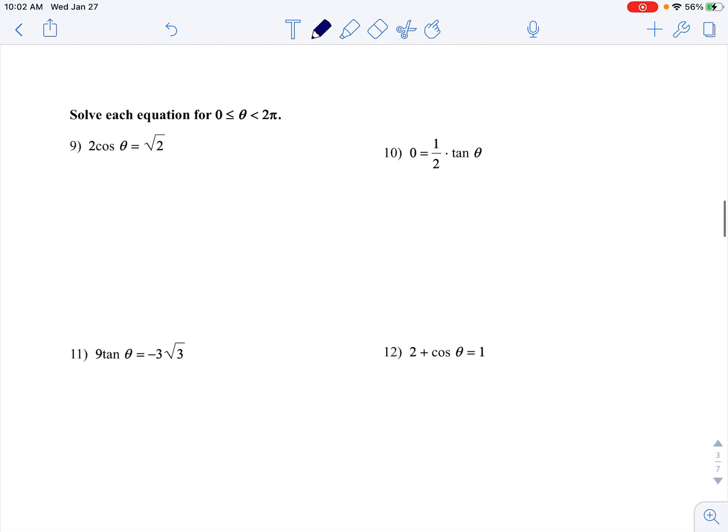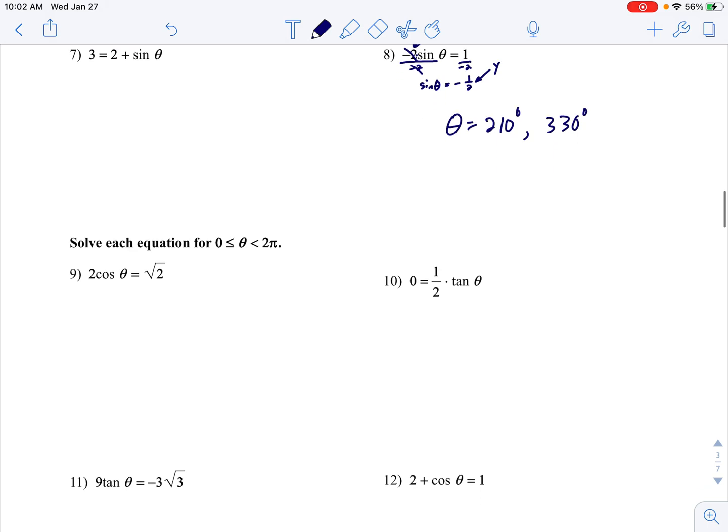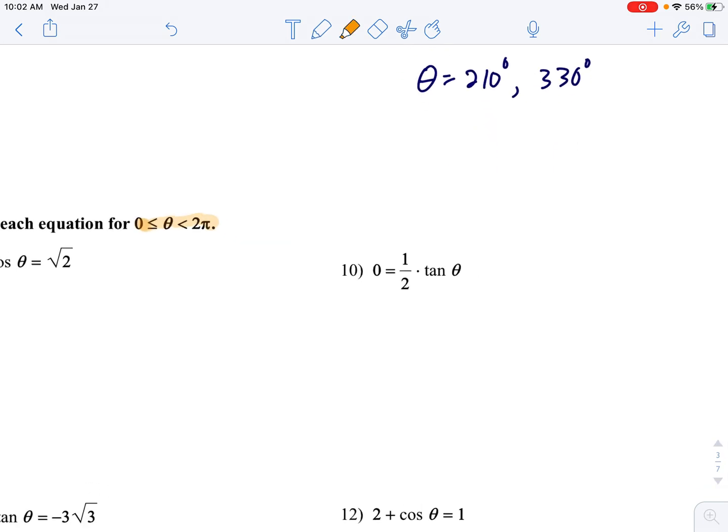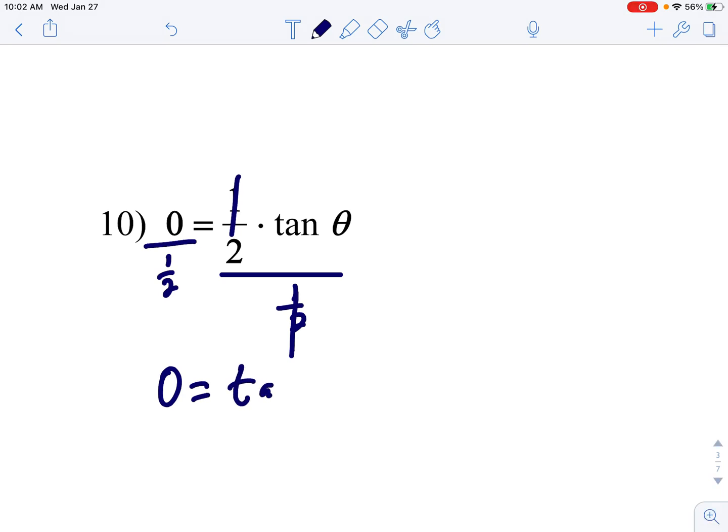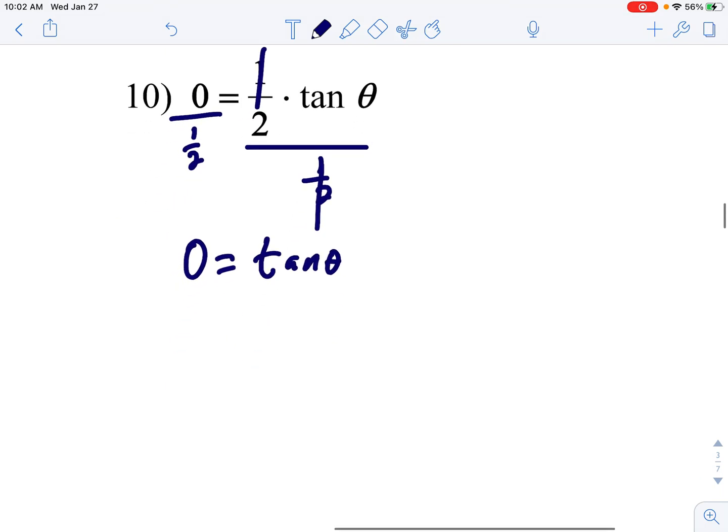All right, let's move on to number 10. Now these instructions say give an answer between 0 and 2 pi, so we have to give an answer in radians. How do I solve this equation? Well, that's 1/2 times tangent, so I guess I need to divide both sides by 1/2 to cancel that out. 0 divided by 1/2 is just 0, because 0 divided by anything is 0. So tangent equals 0.